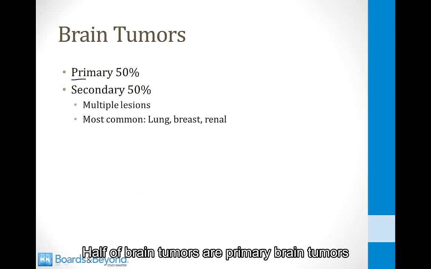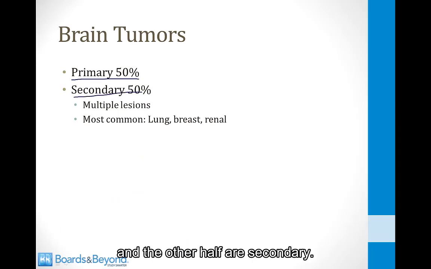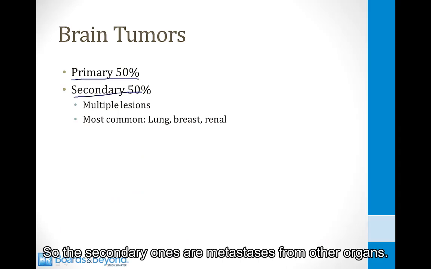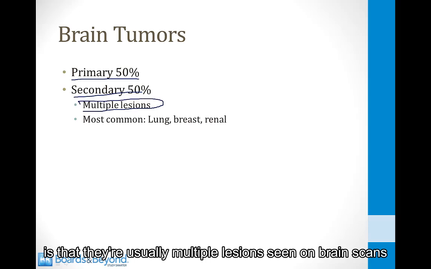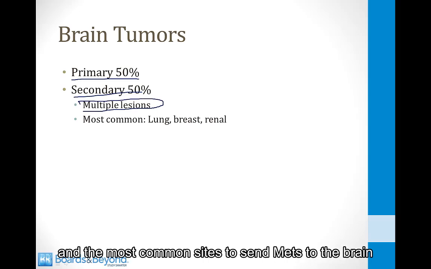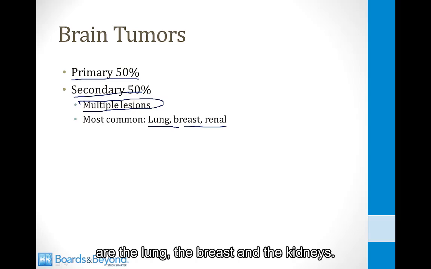Half of brain tumors are primary brain tumors and the other half are secondary. So the secondary ones are metastases from other organs. And the way you can recognize these is that they're usually multiple lesions seen on brain scans. And the most common sites to send mets to the brain are the lung, the breast, and the kidneys.